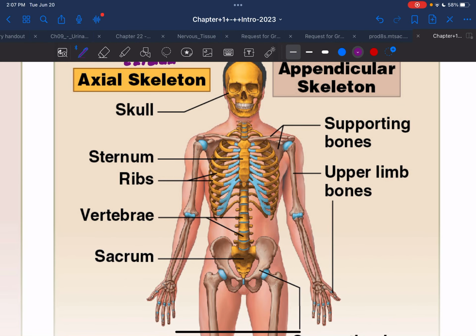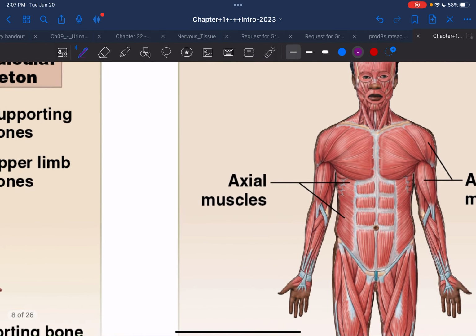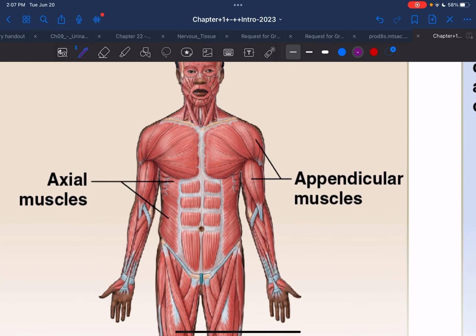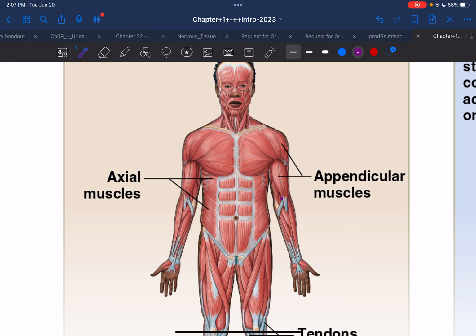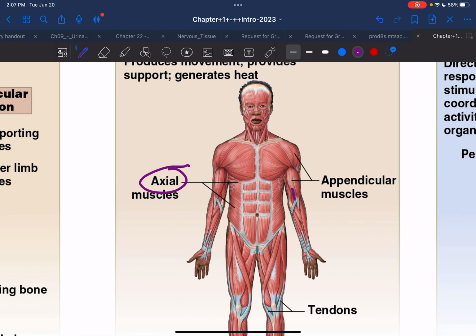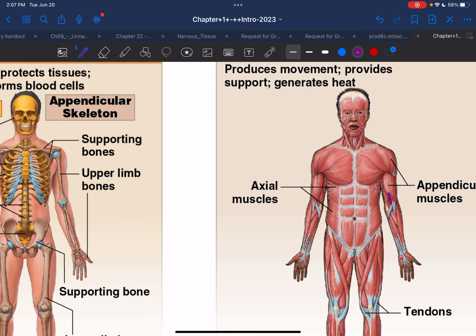Without muscles, it's useless. Muscles attach to bones and, like rubber bands, they're capable of decreasing in size, and so they allow the skeleton to move. And just as simply, the words axial and appendicular are used the same way that they are used in the skeletal system.